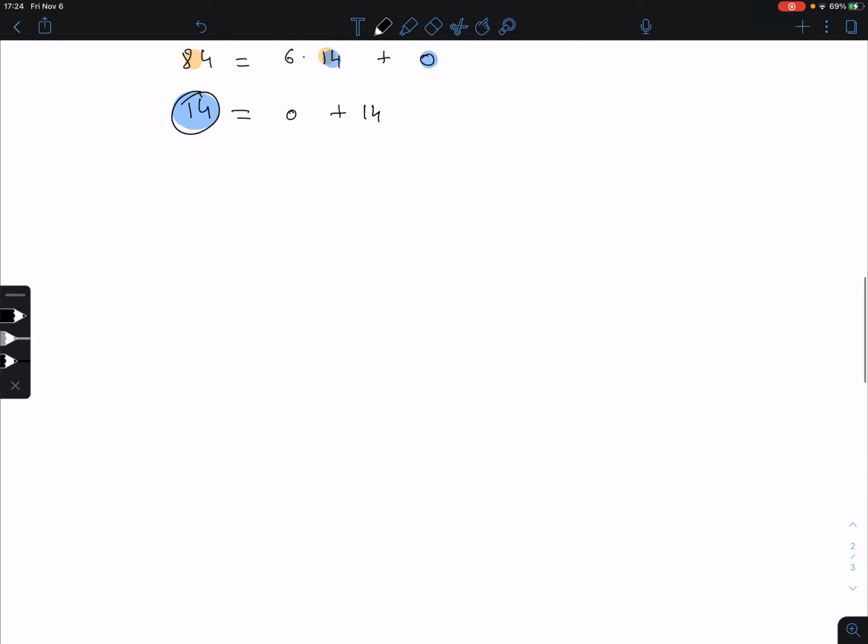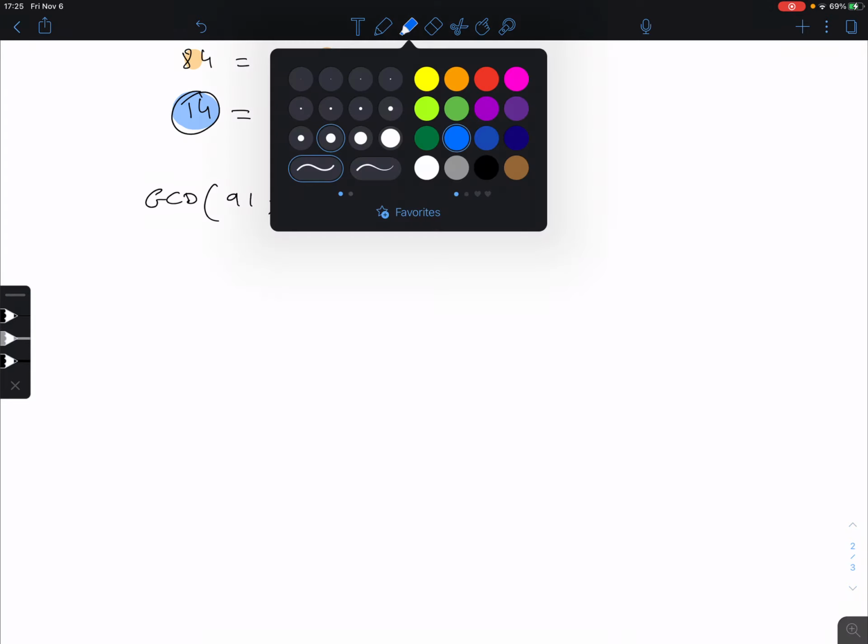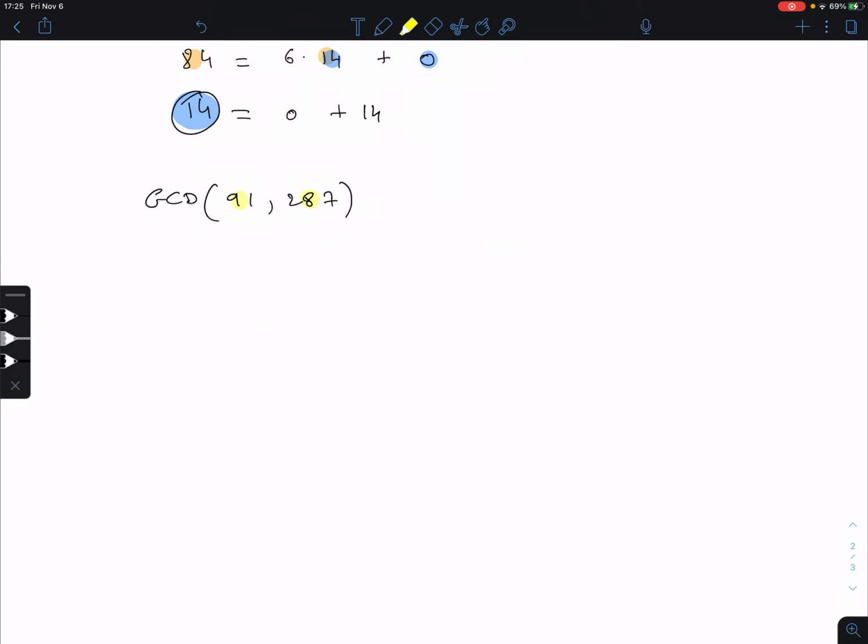Let me do it on something where we have a bit more work. Let's calculate the GCD of 91 and 287. What do you do? We start with these two numbers, and we do the long division, the Euclidean division, on that. Of course we take the biggest one: 287 is how many times 91 plus a remainder.